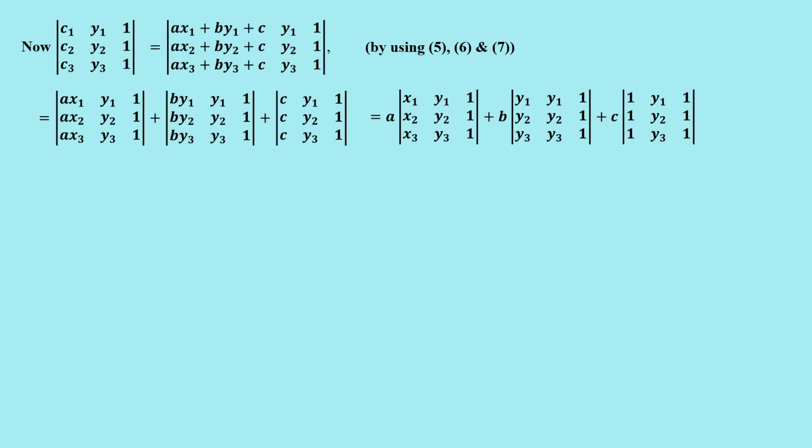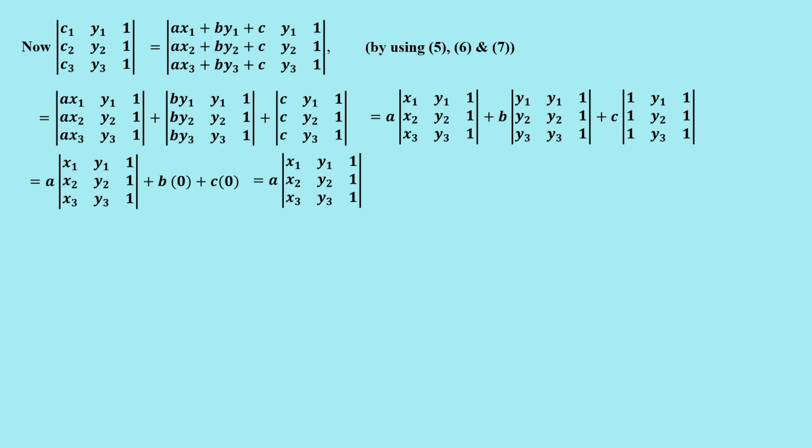In a determinant, if any two rows or columns are identical, then the value of the determinant is 0. See here, b into that determinant, y1, y2, y3: the first column and second column are equal, so the value is 0. In the last one, c into that determinant, 1 1 1 in the first column and the last column also are identical, therefore that value is also 0. So you will get a into the determinant with x1, x2, x3 in the first column, y1, y2, y3, 1 1 1, right?